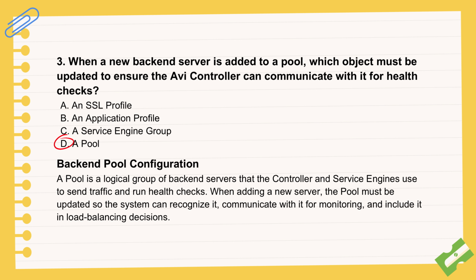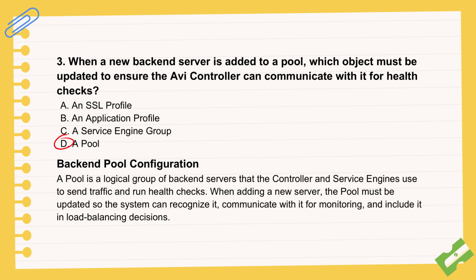And the key takeaway from the source material is that if you add a new backend server to your application, maybe you're scaling out, the pool object must be updated to include it. Makes sense. The controller needs to know about it. The pool handles that resource management piece.